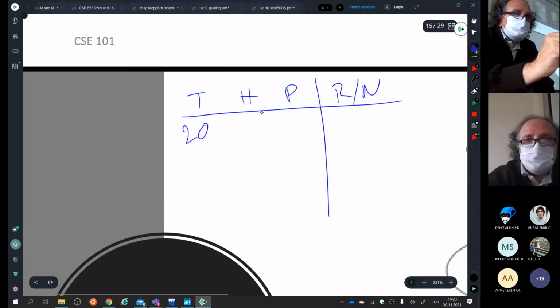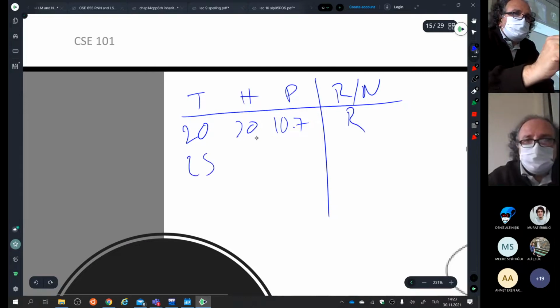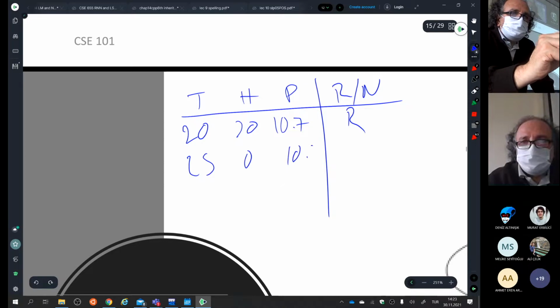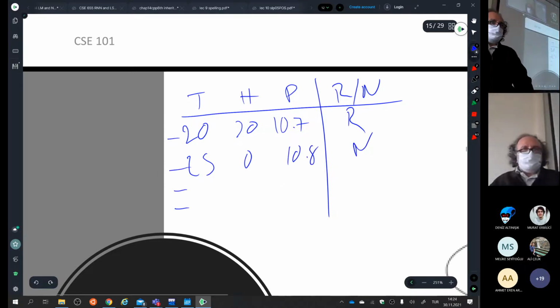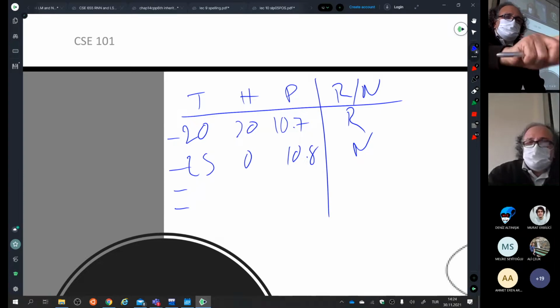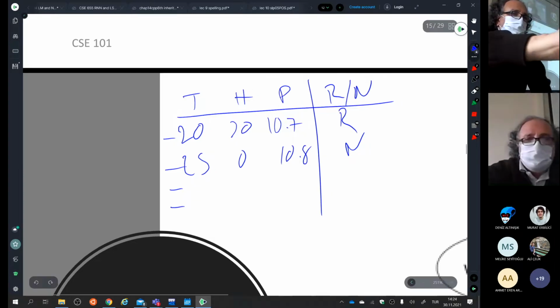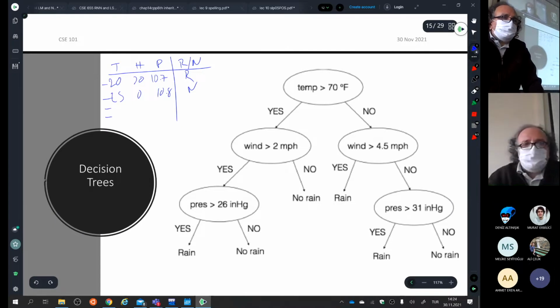If it is 20 degrees, humidity is 30%, pressure is 10.7, then it rained. 25 degrees, 0%, and pressure is less, then no rain. For 100 days, I kept this information. This is machine learning. So I learned when it's going to rain and when it's not going to rain. This is called machine learning. And decision trees are a way of learning this stuff.